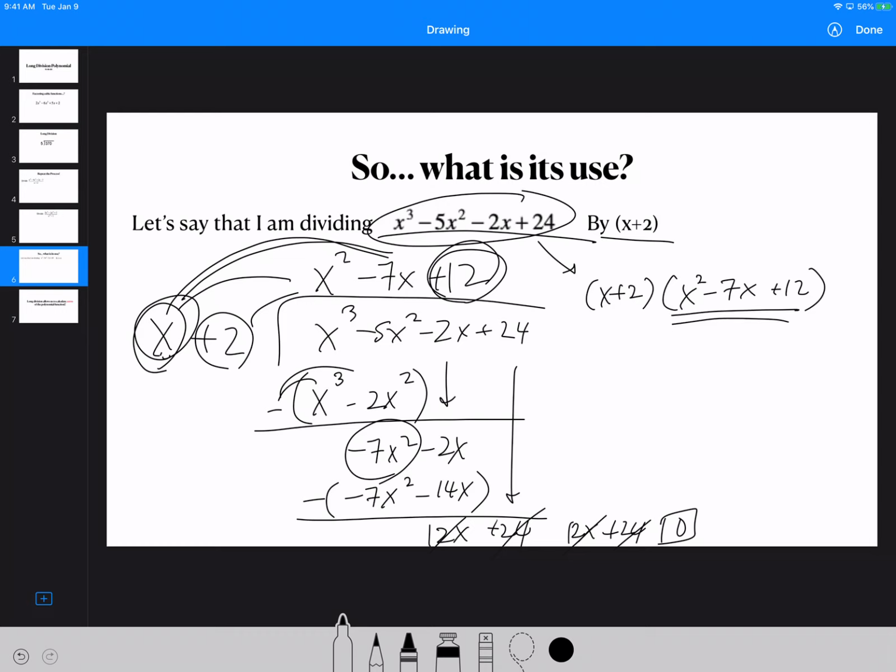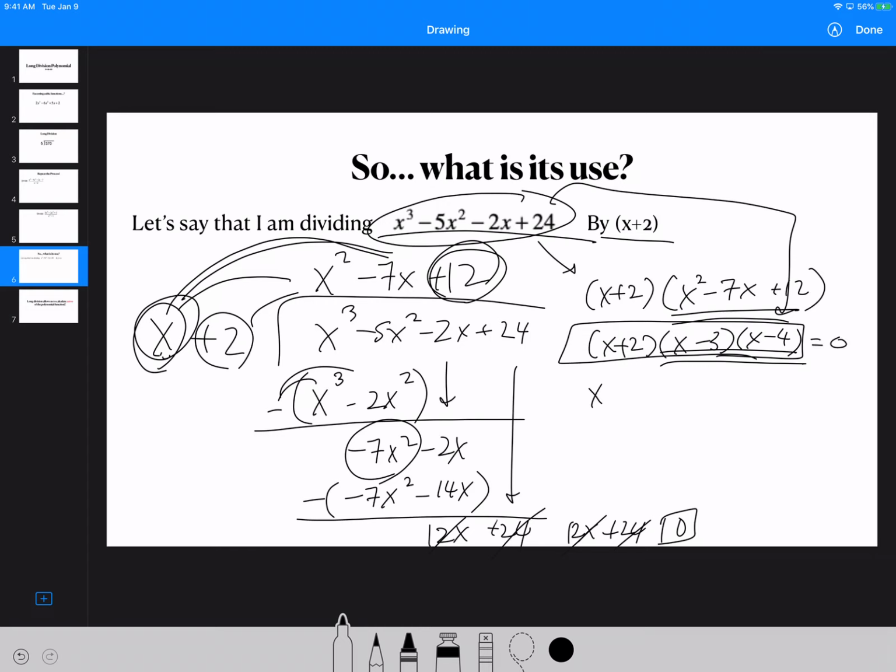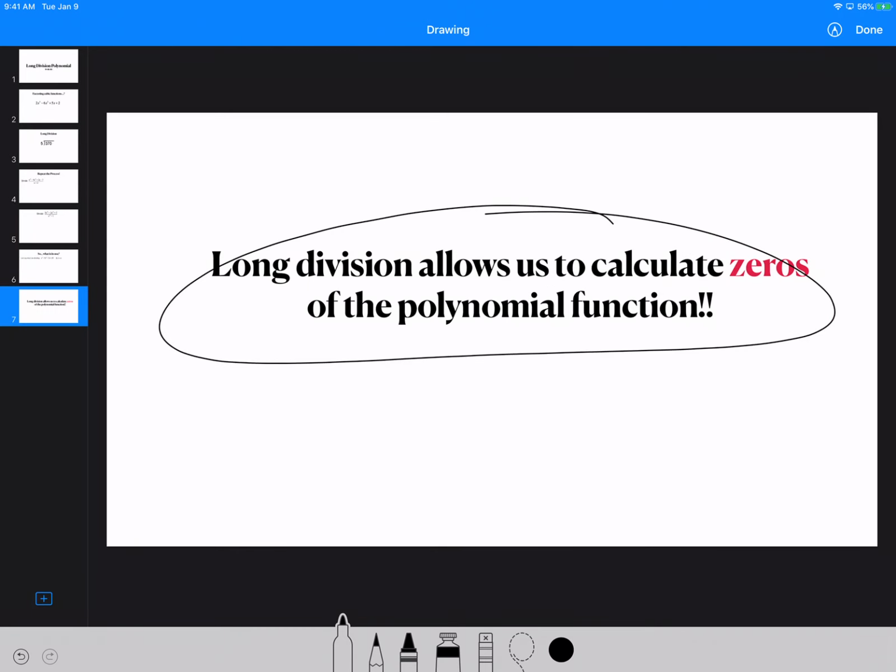Now, can this be factored? Absolutely, because we're going back to the chapter of what we already discussed, factoring quadratics. So then I literally just factored a cubic function using long division. I set this equal to 0, and I can say that my 3 x-intercepts, because now I have a cubic function going through 3 separate points on the x-axis, are at negative 2, positive 3, and positive 4. So this is its use. Long division allows us to calculate zeros of polynomial functions. That's the purpose of this.